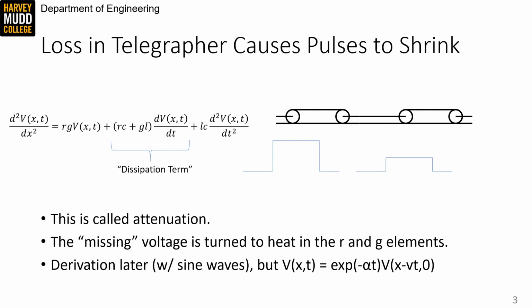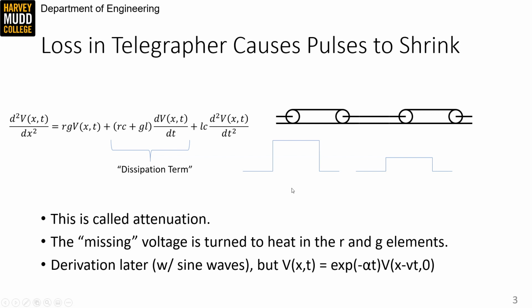The effect of this term is a behavior called attenuation, where energy in a moving wave gets turned into heat in the transmission line's lossy elements. This results in a smaller version of the wave driven into the transmission line, which I've illustrated on the right. The wave at the middle node is a tiny replica of the wave that was driven into the left node.